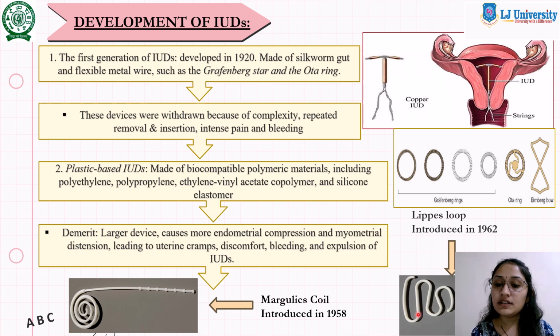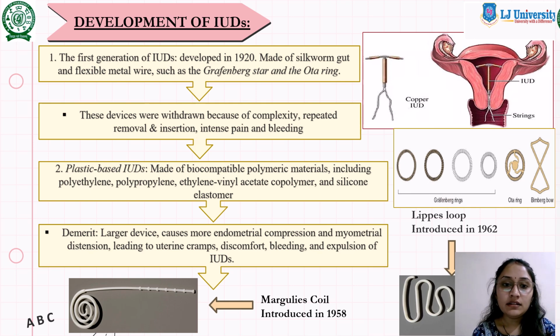Again, this type of structure is comparatively larger, so it caused discomfort to the women while insertion. It also caused endometrial compression, that is the contraction, as well as myometrial dilation, and ultimately it led to uterine cramps, discomfort, and heavy bleeding, and thus they were discontinued from the market.